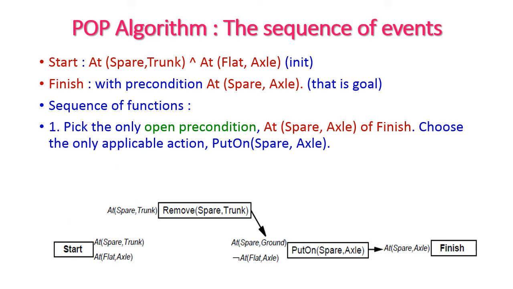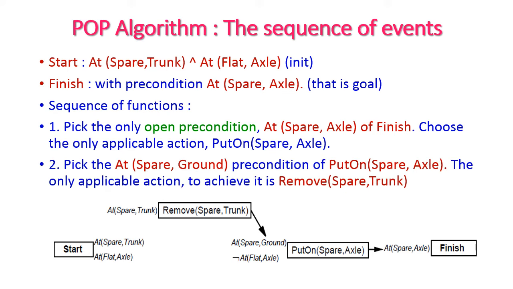And the sequence of steps is as follows. Pick the only open precondition, At(Spare, Axle) of finish, and choose the only applicable action for this, which is PutOn(Spare, Axle). And next, pick the At(Spare, Ground) precondition for the action PutOn(Spare, Axle), and the only applicable action for this is Remove(Spare, Trunk).